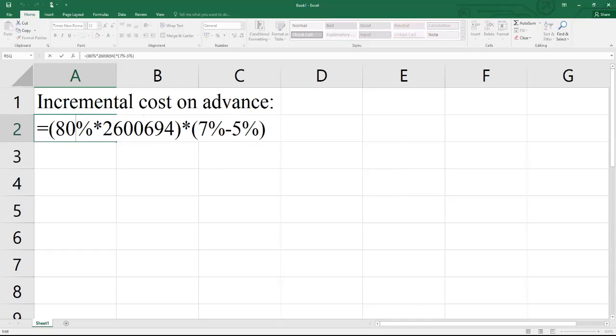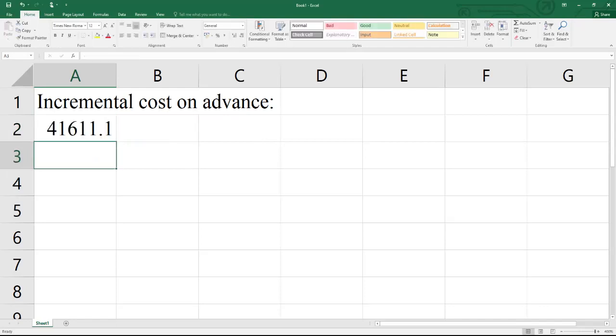Let me show you how I've seen students doing it. What students normally do is try to do it the old paper way and do it the same way in Excel. So for incremental cost, we call this cost. They will do, let me just copy this.